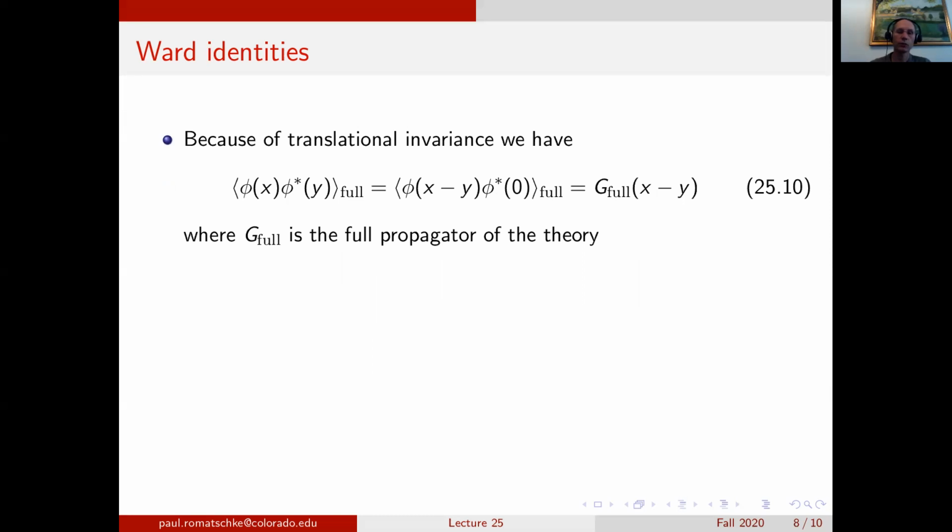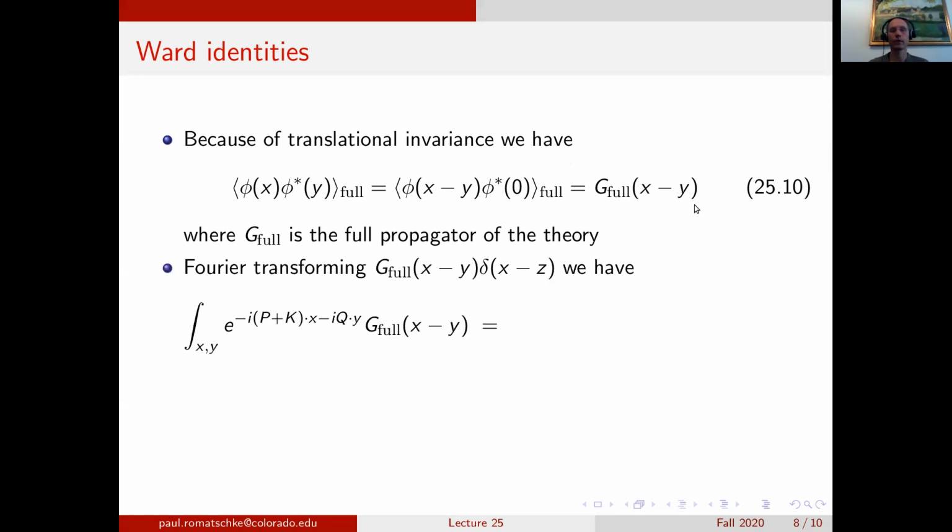Translational invariance for the 2-point function means that this combination here must depend only on the difference x minus y. So we can write the full 2-point function as the full 2-point function where we have shifted the arguments in the following way. And we write this expectation value as the full Green's function of the theory, the full propagator. The term that we have in our Ward identity corresponds to G full of x minus y times delta of x minus z for the first term.